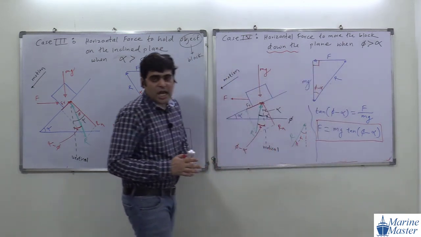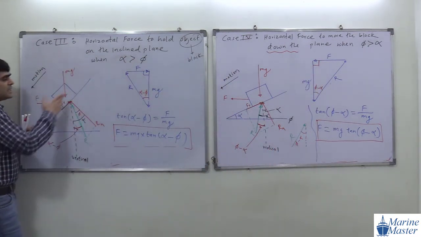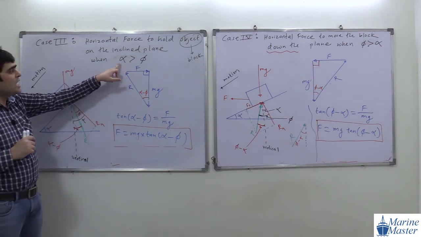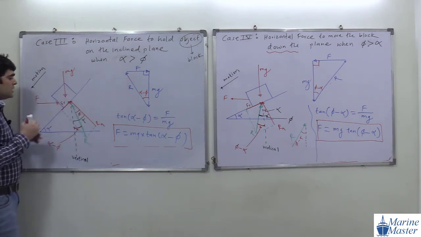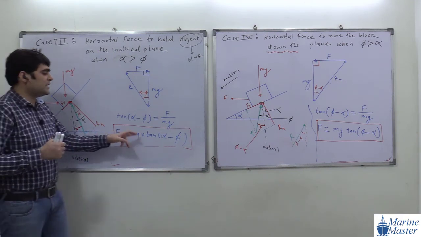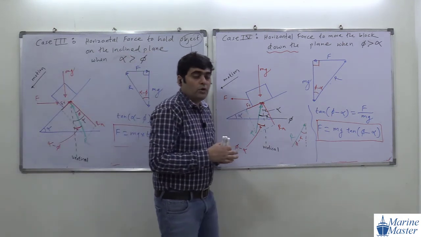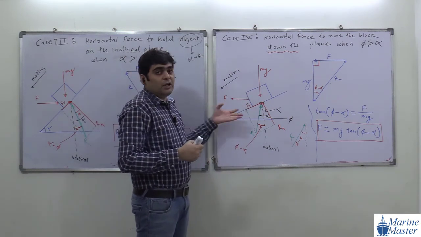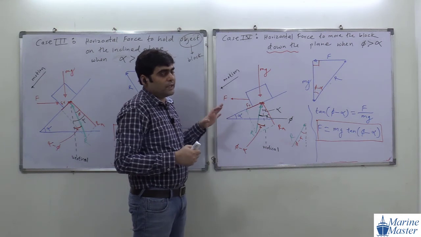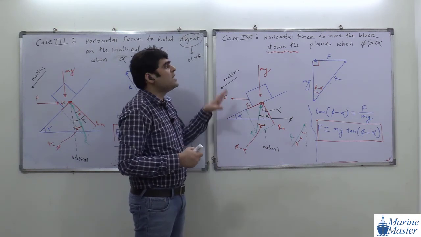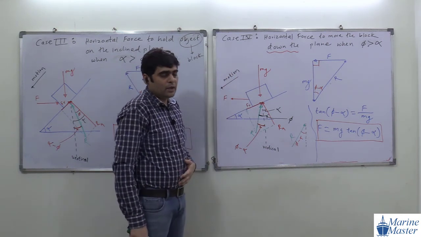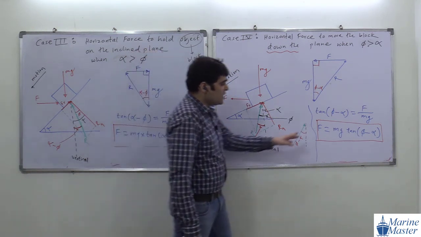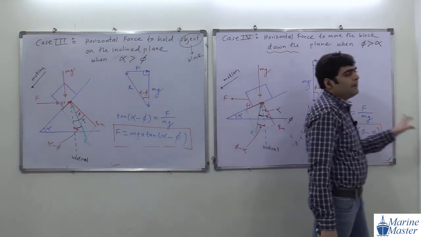If you want to hold the block in the scenario where alpha is greater than phi, F will be equal to mg tan of alpha minus phi. If you want to move the object down the plane, it will not come down automatically due to its own weight, because the value of phi is greater than alpha. So to move the object down, F will be equal to mg tan of phi minus alpha.